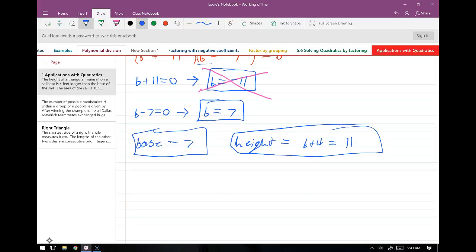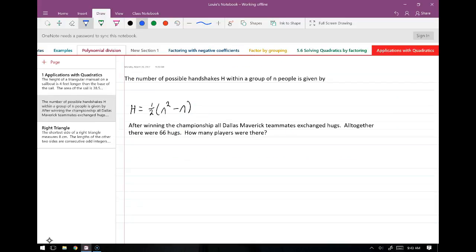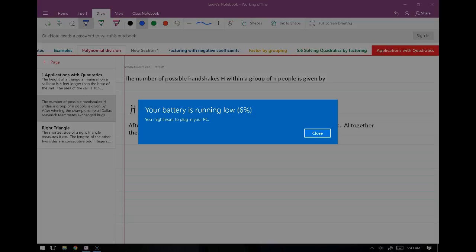Okay, so let's move on to the next one. So this one's a little bit interesting. This is one of those ones where they give you the polynomial and they ask you to plug stuff in and play.